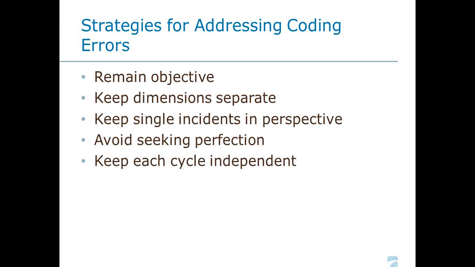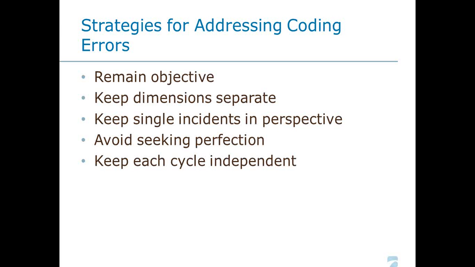A fourth thing is to avoid seeking perfection. The class is a 7-point scale. The score of 7 does not mean it's perfect. It means that we as observers are seeing consistent, effective interactions related to that dimension across that observation cycle.